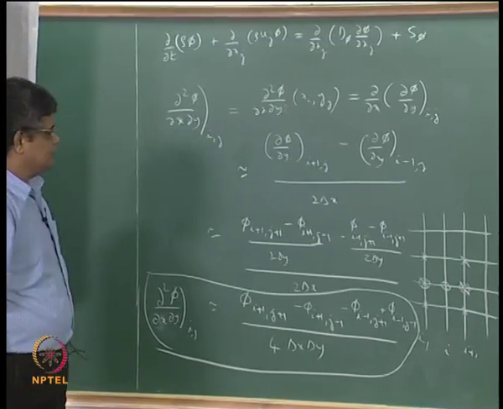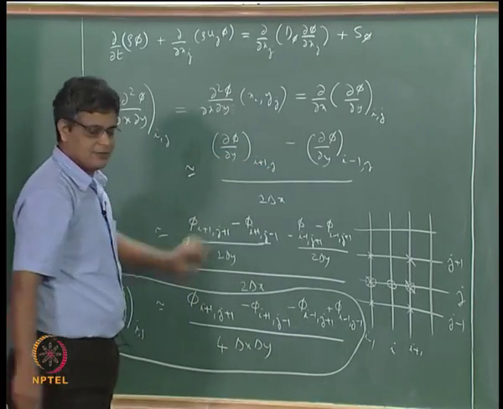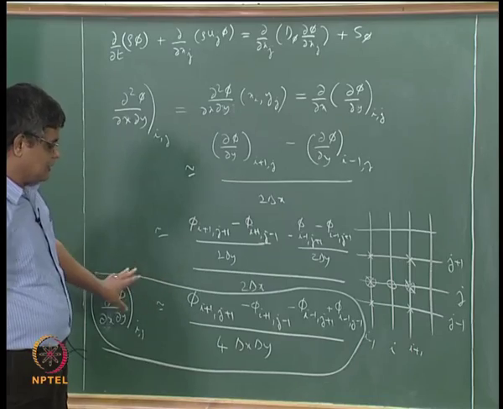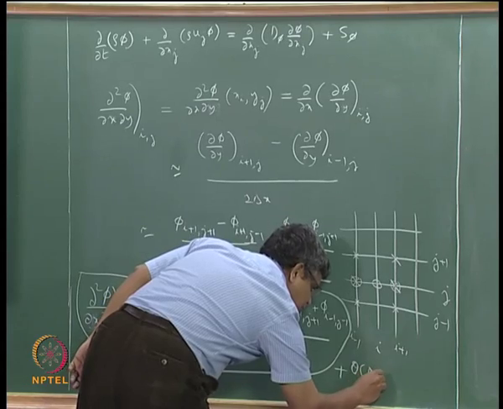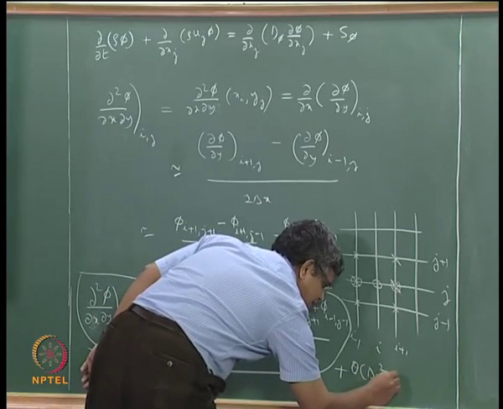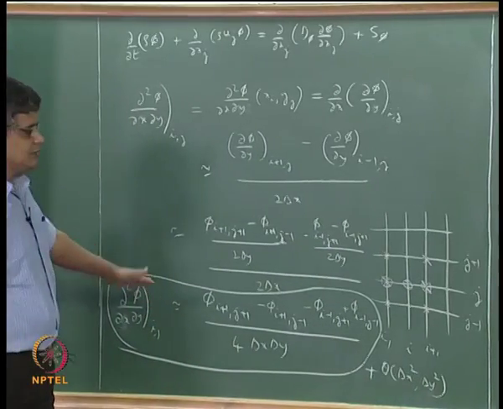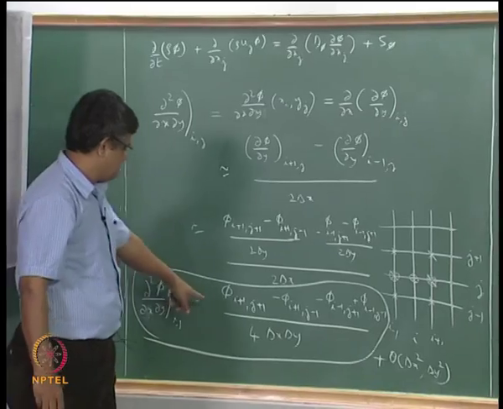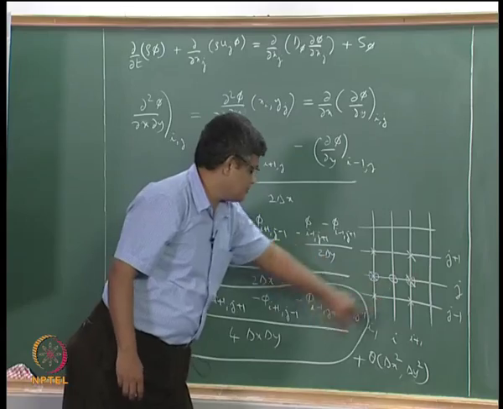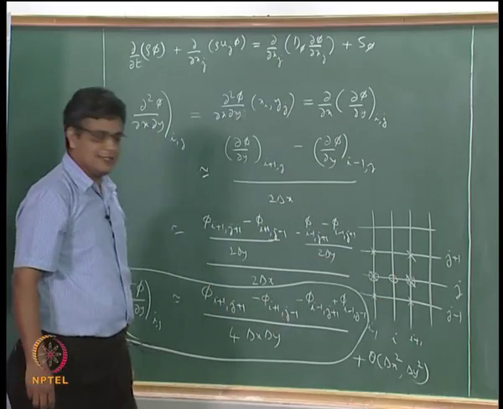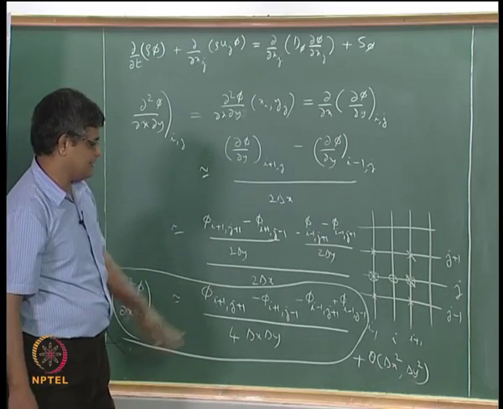What will be the accuracy of this? We have consistently used central differencing here and central differencing here. So we can expect an overall accuracy of second order in both x direction and y direction. We can verify this using Taylor series expansion. We can expand each of these about point I comma j, and then show that this is indeed second order accurate in both delta x and delta y.